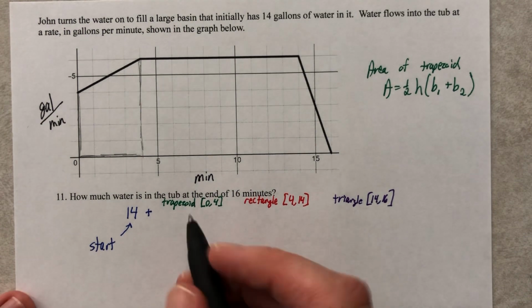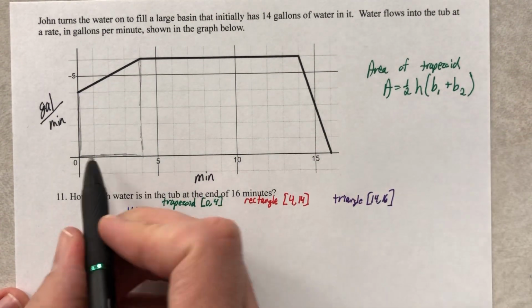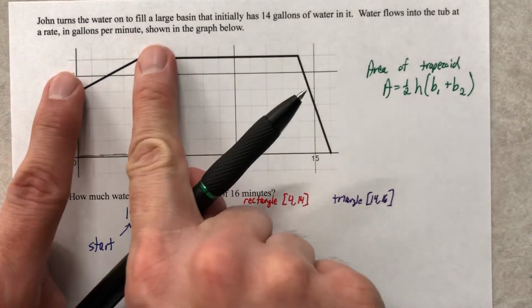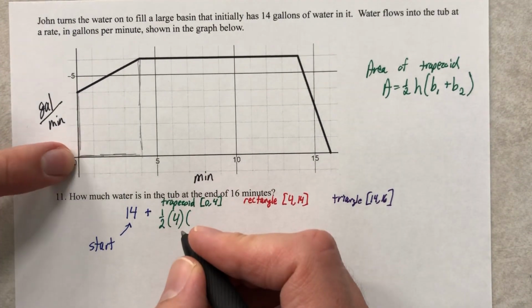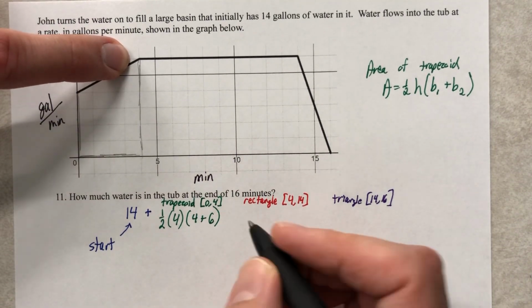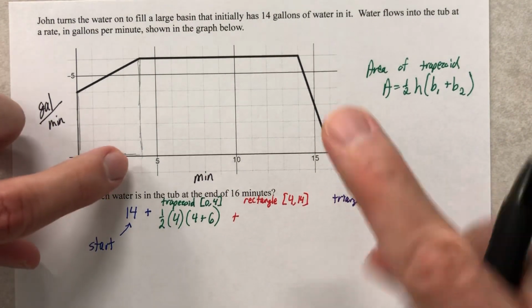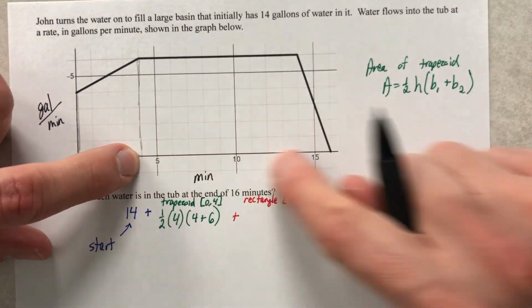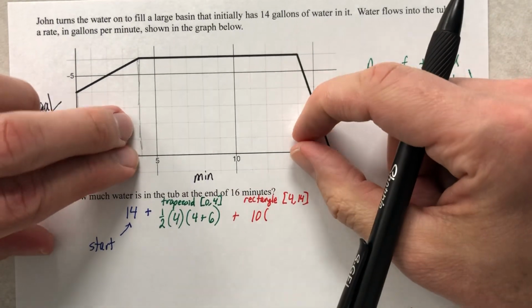Here we go. Trapezoid from 0 to 4. 1/2 height. The height is the distance between the two parallel sides. It's 4 in this case. And we're going to have this distance, which is 4, plus this distance, which is 6. All right, moving on. Plus this rectangle, don't make this one harder than it is. It's the distance from 4 to 14 times the entire height, which is 6.